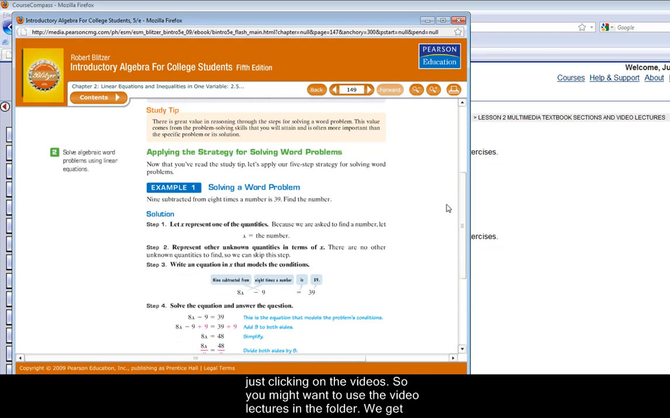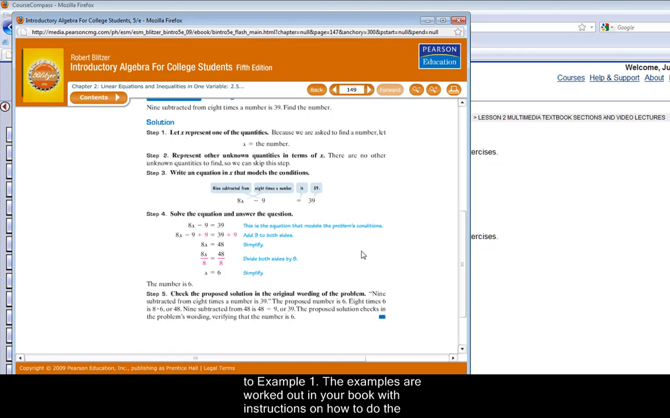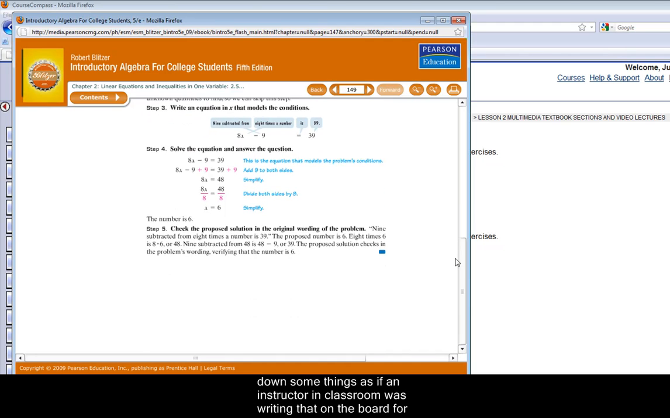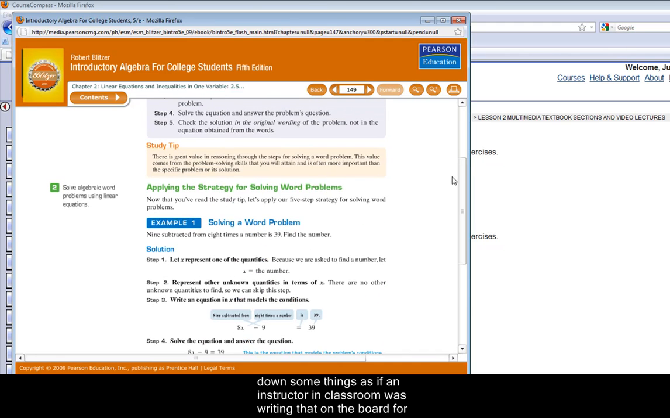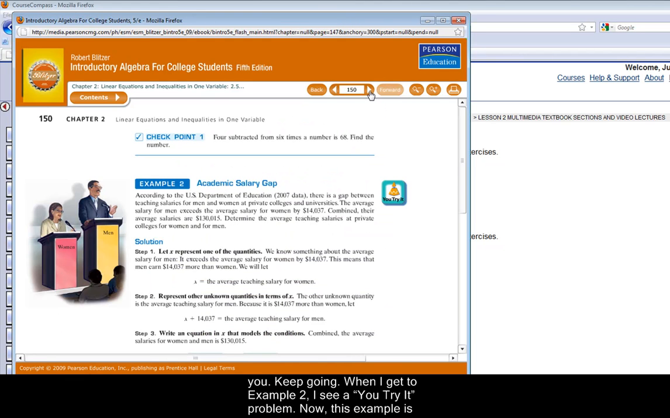Alright, we get to example 1. The examples are worked out in your book with instructions on how to do it and hints on how to write things. So look through those, take some notes, write down some things as if an instructor in a classroom was writing that on the board for you. Keep going.